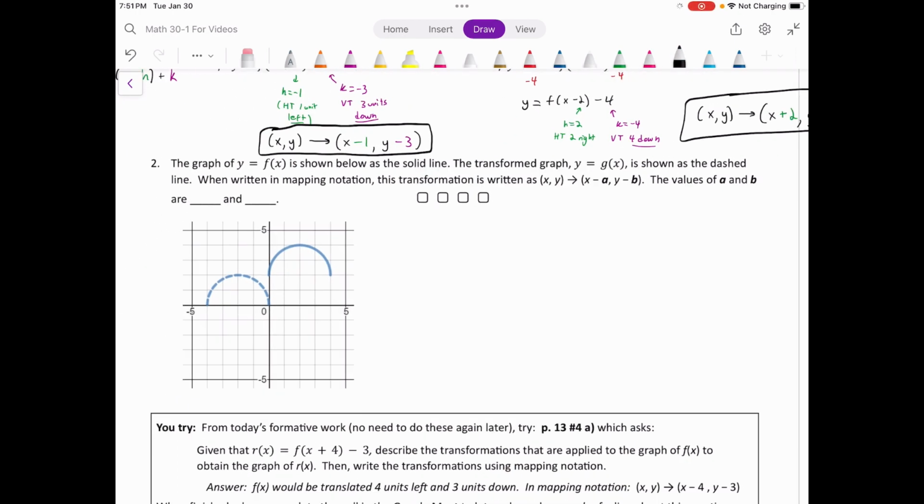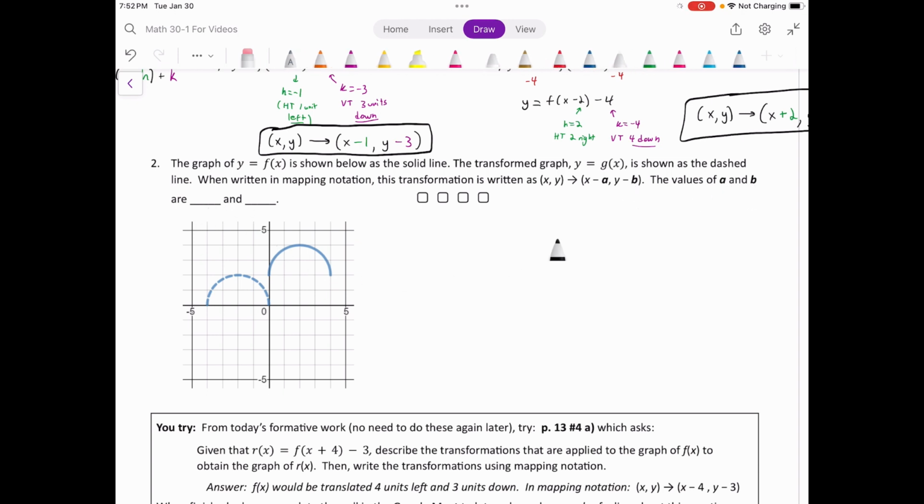All right, so here's another one, a little bit like what you might see on the diploma or a unit test in terms of numerical responses. Okay, let's try it out. The graph of y equals f of x is shown below as the solid line. So this is the original f of x. The transformed graph, g of x, is shown as the dashed line. When written in mapping notation, this transformation is written as (x, y) to (x minus a, y minus b). The values of a and b are blank and blank.